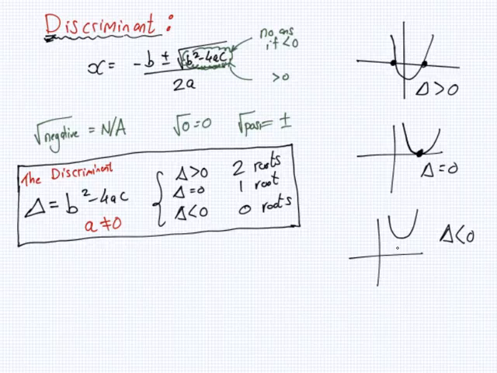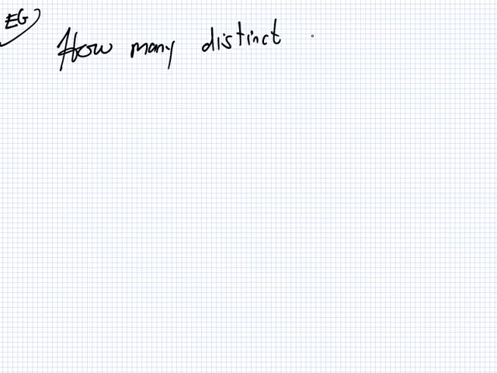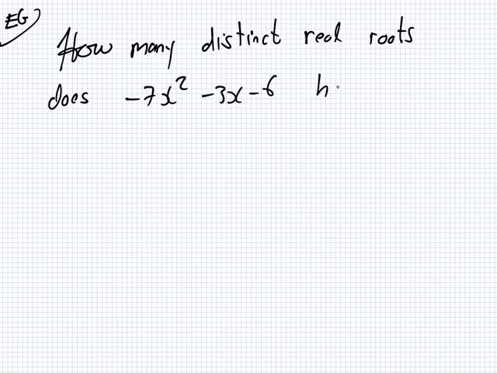Okay. Let's have a look at some questions then. Can I scroll down? Yeah. Okay. So we'll do something very easy first. First example, how many distinct real roots does minus 7x squared minus 3x minus 6 have?